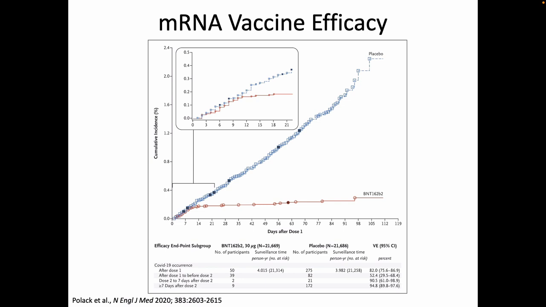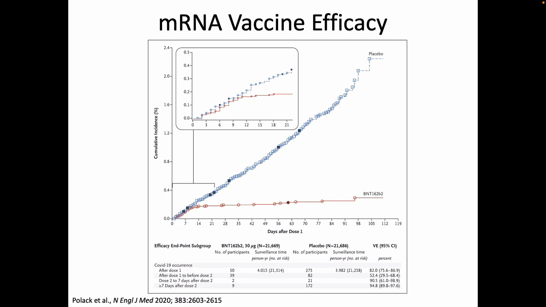Note that they were not looking to see whether or not people got infected. They were looking to see whether or not people got disease, which they counted as having two symptoms. These are the data that were used to show that this vaccine was 95% efficacious. And so we can also see how they made that determination here.